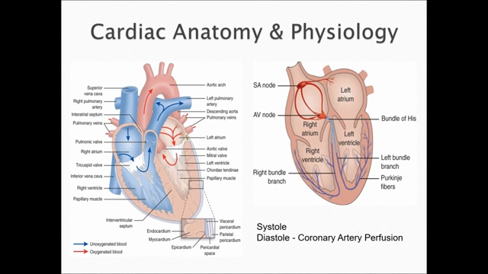The right side of the heart is going to focus most on unoxygenated blood. The left side of the heart is going to be your oxygenated blood. And it is the left ventricle that when it contracts, it pumps out the oxygenated blood to the rest of the body. The other piece that's important to understand is your electrical system.